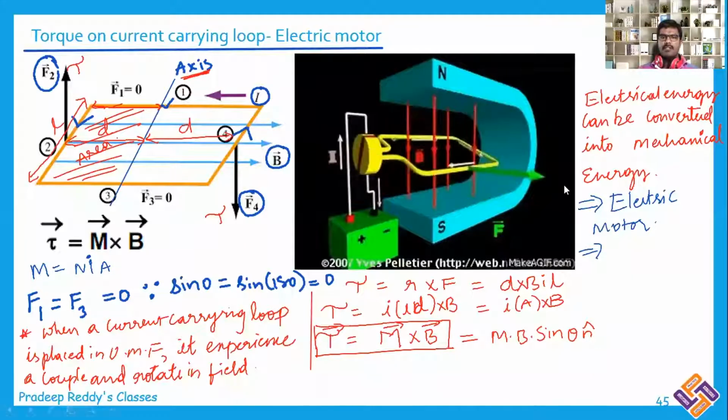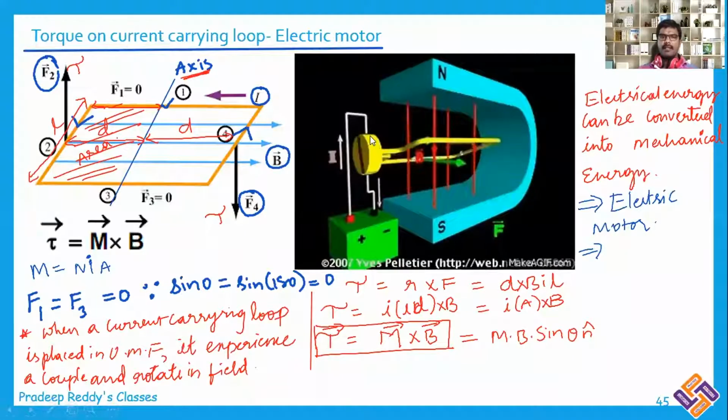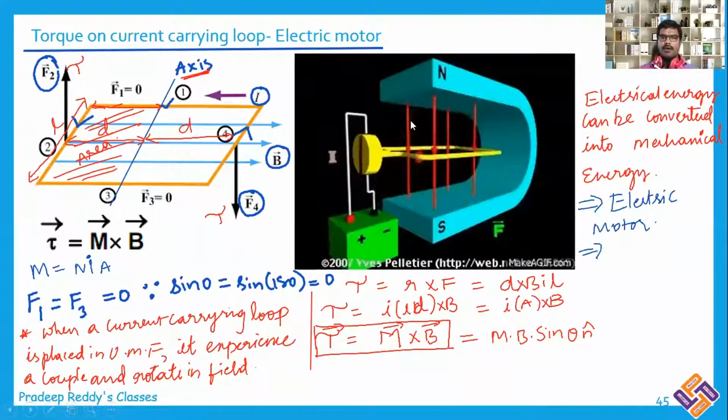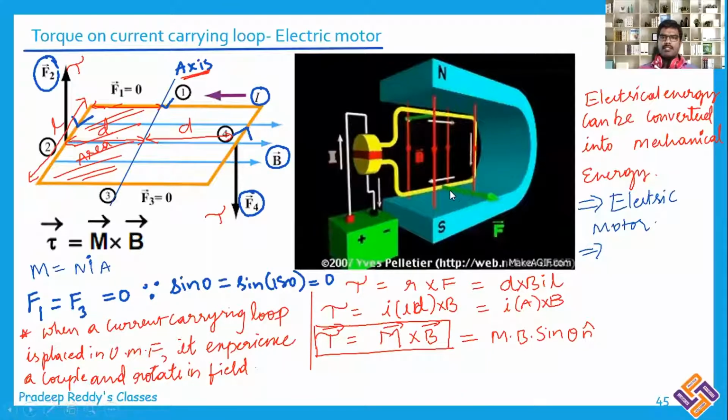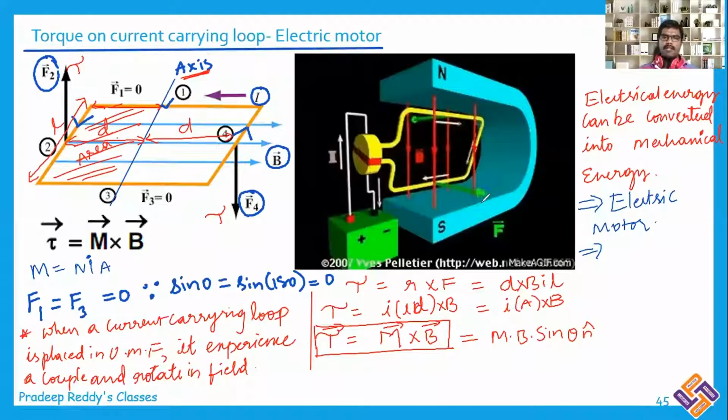Now check it in this animation: a coil which is connected to a battery, and the coil is attached with two half rings. These rings are able to rotate in between the carbon brushes. Now it is being rotated because there is a force experienced by the coil. The force is experienced by the coil in opposite directions. See here, this side is experiencing force on the right side, and this side is experiencing force on the left side.